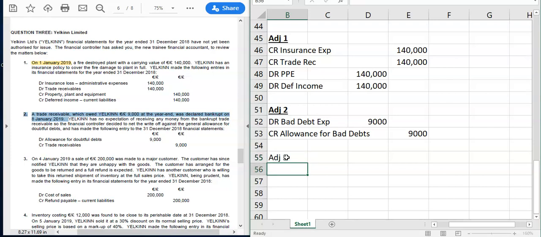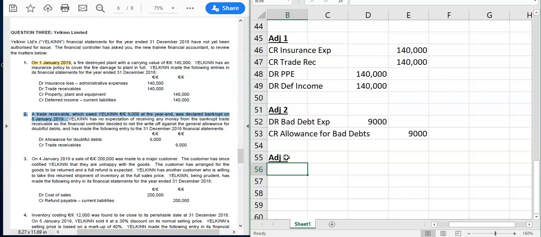So adjustment 3 then, on the 4th of January, again after the year end, a sale of 200,000 was made to a major customer. They since notified they're unhappy with the goods, and the goods are returned with a full refund, and another customer is willing to take the returned shipment at full price. However, to be prudent at the year end, they've made the following entry: increased their cost of sales and credited a refund payable. Now the key point here is, this is after the year end.